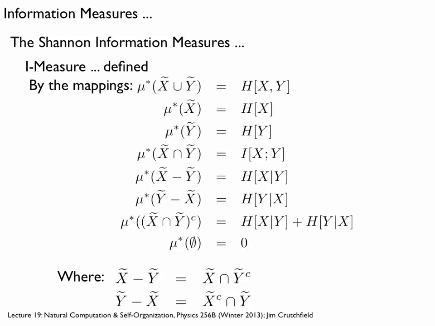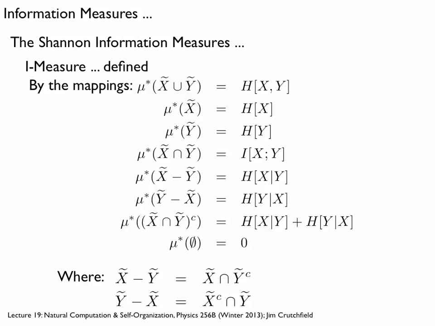So you should be thinking back to the previous diagram. I look at the set difference between X's event set and Y's event set. That's going to be the conditional entropy. Same thing the other way around. Conditional entropy of Y given X is going to be the opposite set subtraction. And then I take the intersection of these two and then a complement of that, and that's going to be the sum of the conditional entropies, which is the distance measure D. And just to complete things, for boundary conditions, the size of the null set that mu assigns is zero.